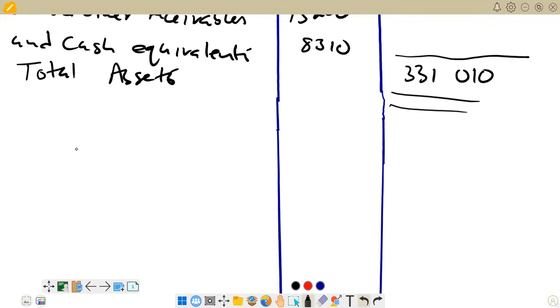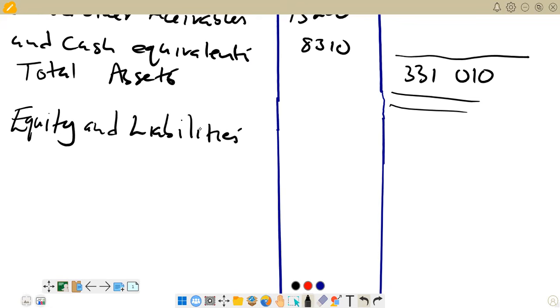Then we go to the second part, or we are going to the other side of the equation. Remember, we said the accounting equation says assets is equal to capital plus liability. So beneath this now, we are now listing the capital and the liabilities. Then we get the second balancing figure. So beneath here, we are going to have equity and liabilities. Remember, we said equity also means capital, equity and liabilities. And then we start with capital, which is equity.